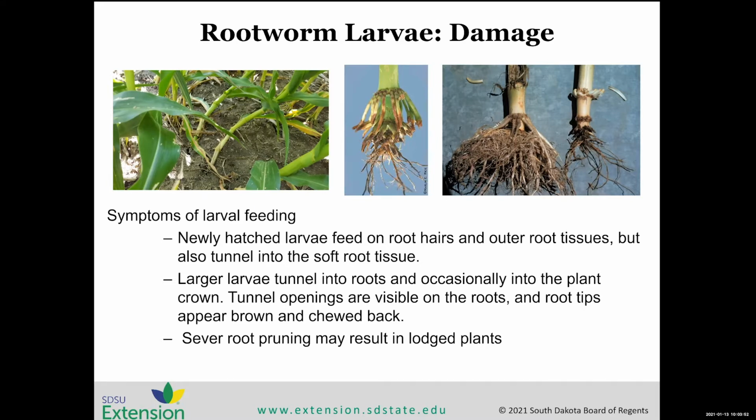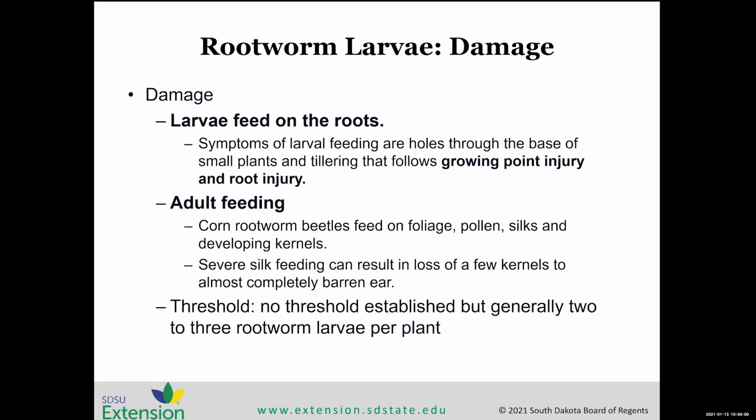That picture in the top left there, if you've ever seen that, there's a very good chance that it is your corn rootworm that caused that damage. The larvae feed on the roots. Again, the symptoms of larval feeding are holes through the base of the small plants and tillering that follows growing point injury and root injury. So if you haven't gone out to your field to look, and it looks fine, and all of a sudden you have that corn laid over, it's most likely corn rootworm damage.